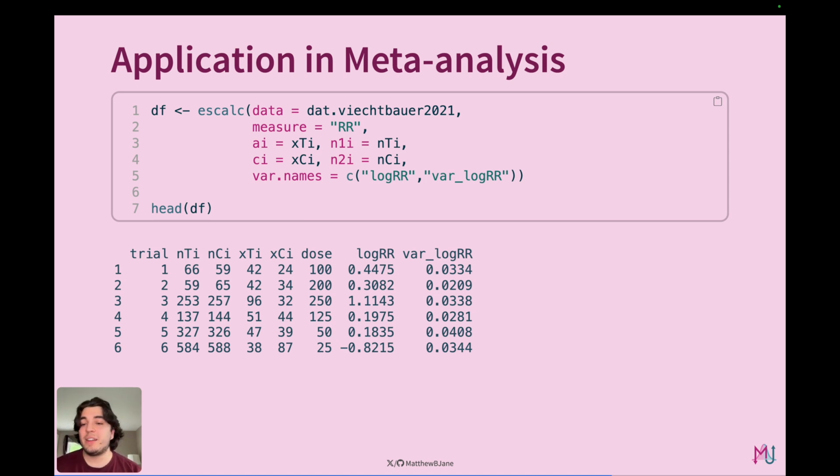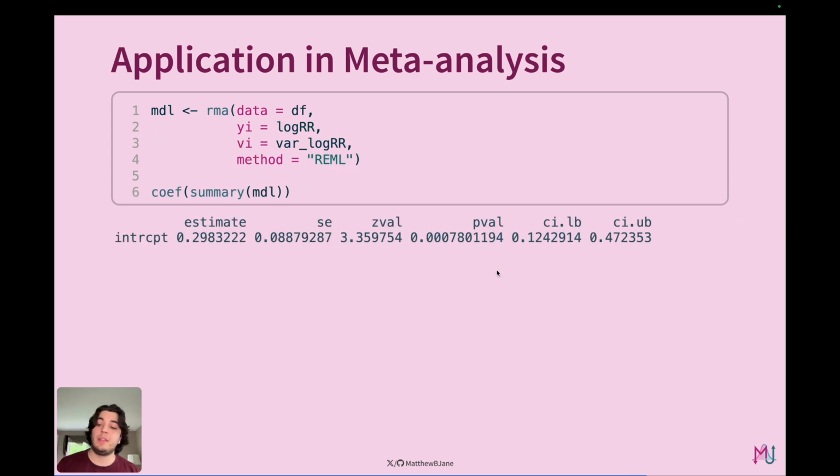So we can calculate the log risk ratio by using the escalc function. We can put in the data set, dat.bauer2021, and then we can use the measure RR. RR will give us the log risk ratio. We put in our data here: the number of people without the disease in the treatment group, the number of people without the disease in the control group, and the total sample sizes within each group. And then we'll use var.names to properly label the effect size, which is log RR, the log risk ratio, and the variance of the log risk ratio. What that does is add 2 columns to the data frame that has our log risk ratio and the variance of the log risk ratio for each study.